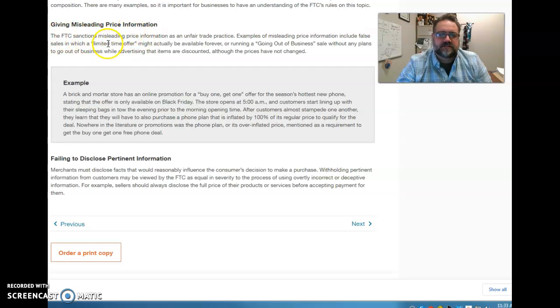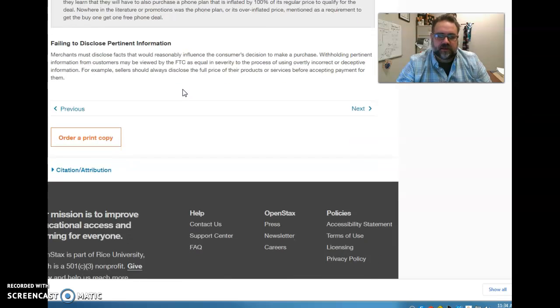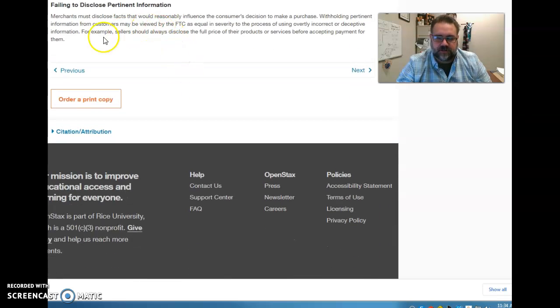The FTC sanctions missing price information as an unfair trade practice. Examples of misleading price information include false sales, in which a limited time offer might actually be available forever, or running a going out of business sale without any plans to go out of business while advertising that items are discounted, although the prices have not changed. Those are misleading. And then failing to disclose pertinent information.